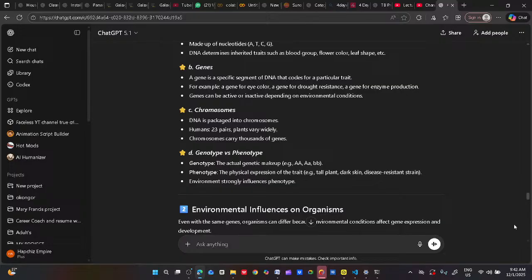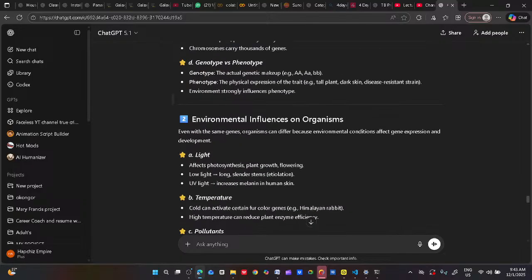Then environment strongly influences phenotype. So the environment has a great influence on the physicality of somebody. For example, do you know that somebody who is in Africa and is very, very tall, very, very thin, whenever they get to another place, you see them coming up plumping, so fast? So the environment has a lot to determine the physicality or the expression of this.